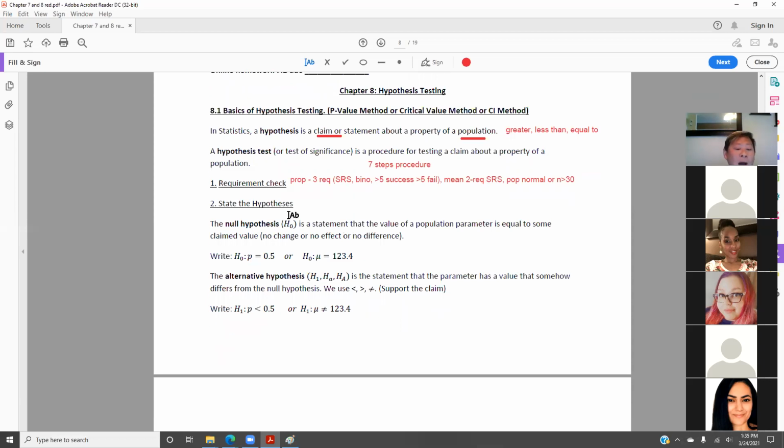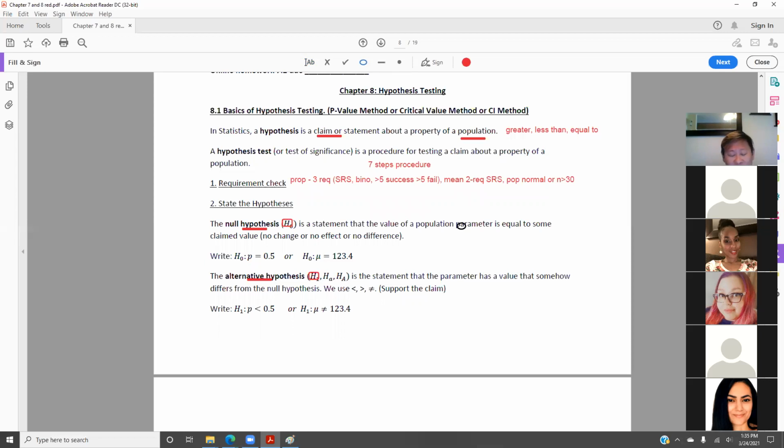So step 1 is the requirement check. Step 2 is writing the hypothesis. There are 2 hypothesis statements you have to write. One is called the null hypothesis, and one is called the alternative hypothesis. We are lazy to write this out because it's too long, so the null hypothesis we denote as H0, and the alternative hypothesis we denote as H1 or HA.